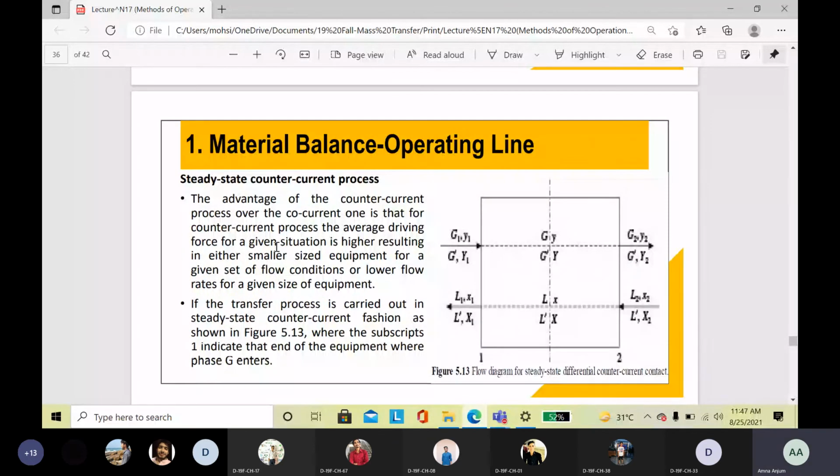The advantage of the counter current process over the co-current one is that for the counter current process the average driving force for the given situation is higher, resulting in either small size equipment for a given set of flow conditions or low flow rates for a given size of equipment. And the transfer process is carried out in steady state counter current fashion as shown in the figure 5.13, where the subscript 1 indicates the end of the equipment where the phase G enters.